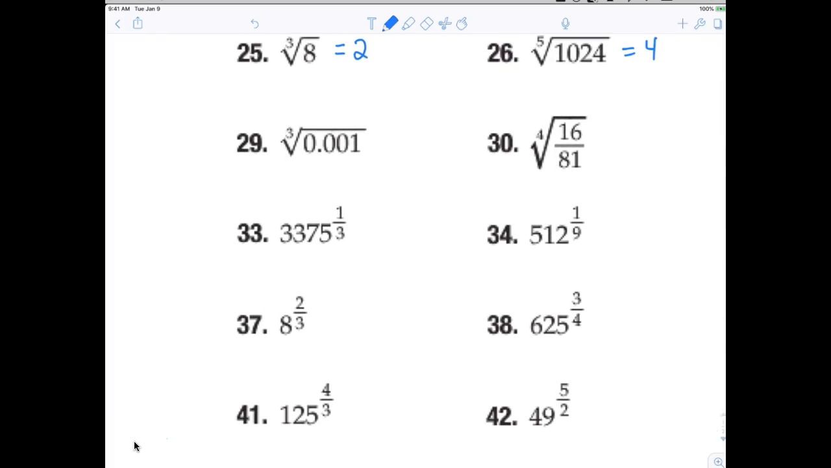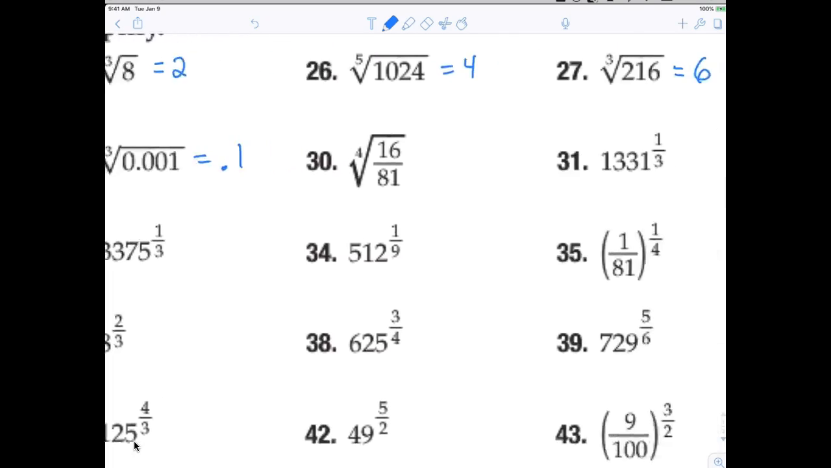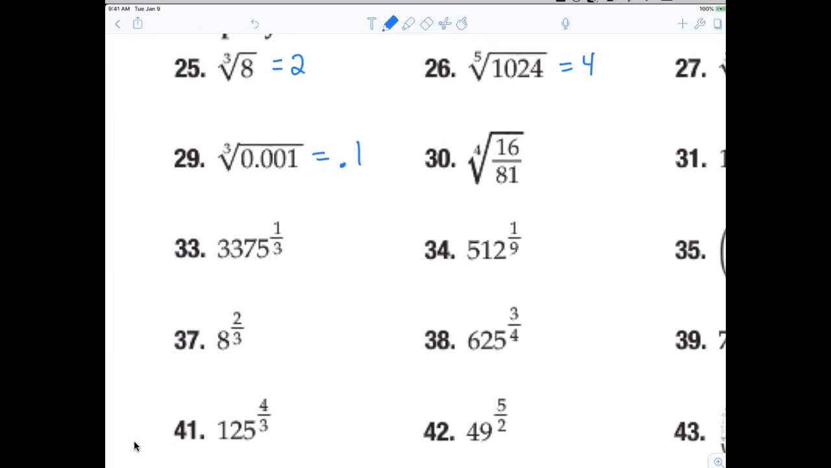29. Here we go. Cube root of 0.001. I'm just going right around the room. 0.1 is correct. Wouldn't it be like 1/10? Yes, if you want, you could write it as the fraction 1/10. Perfect. But generally, if the question is in a decimal, I don't care about leaving it as a decimal.